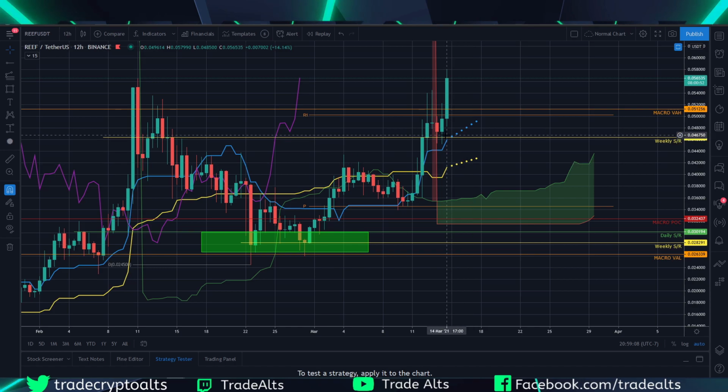Looks good. And again, right here, you have your 12-hour Tenkan coming right at this weekly. I can't emphasize enough how important this level is, about 4.6 cents, something like that. You really don't want to start losing this area. So let's go on to the Bitcoin pairing.